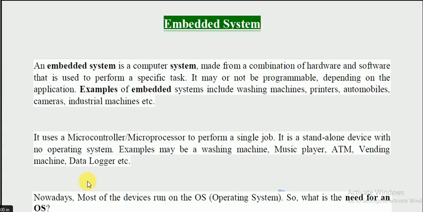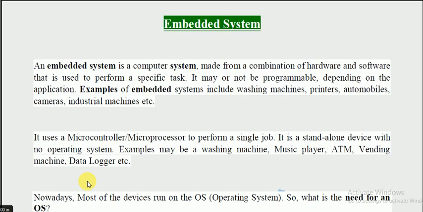Hello to all. Today we will discuss a very informative and important topic of this subject, which is embedded systems, or we can say the application part of the microcontroller. So first of all, we have to discuss what we mean by the embedded system.